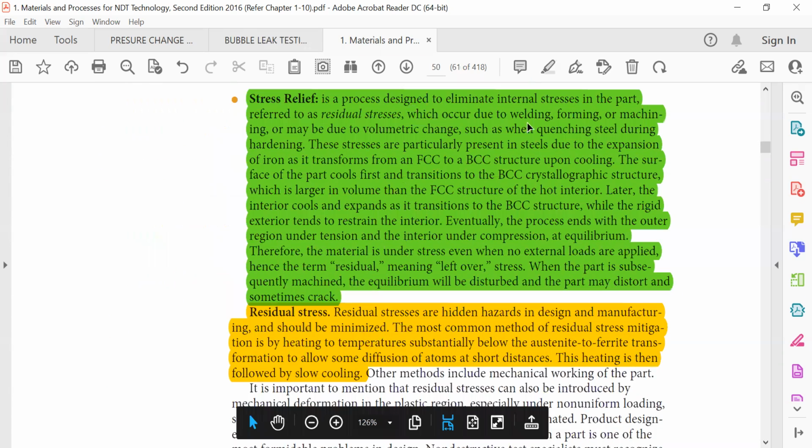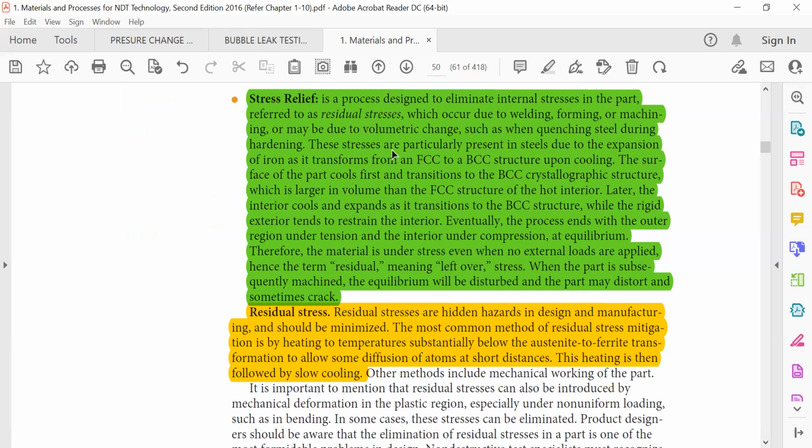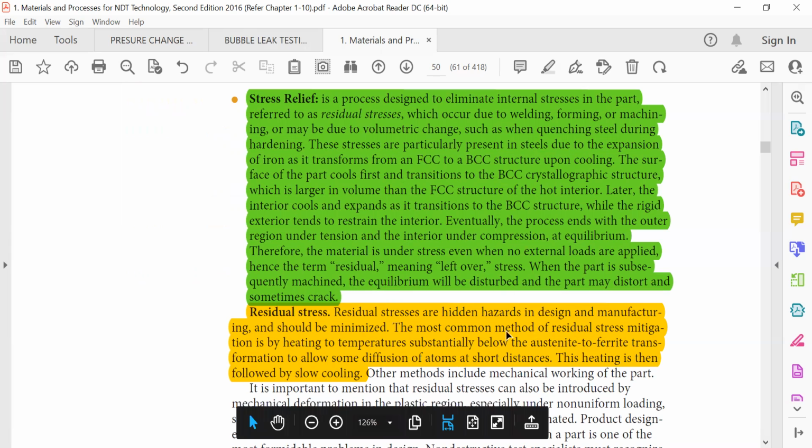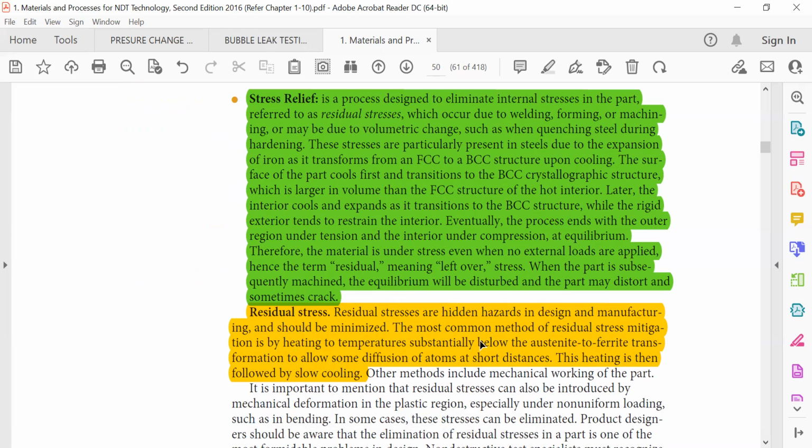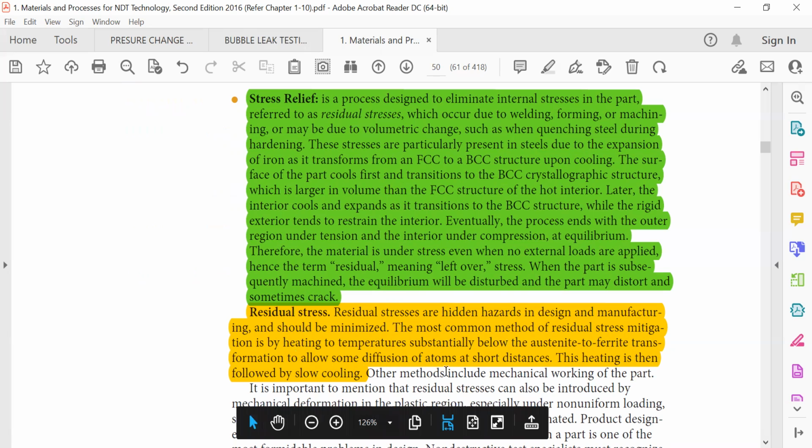Stress relieving, to relieve the stress. These stresses are particularly present in steels due to expansion of iron, the transformation from FCC to a BCC structure upon cooling. So small changes will be there. Residual stresses will be removed. Residual stresses are hidden hazards in design and manufacturing and should be minimized. The most common method of residual stress mitigation is by heating to a temperature substantially below the austenite-ferrite transformation to allow some diffusion of atoms over short distances. The heating is then followed by slow cooling.